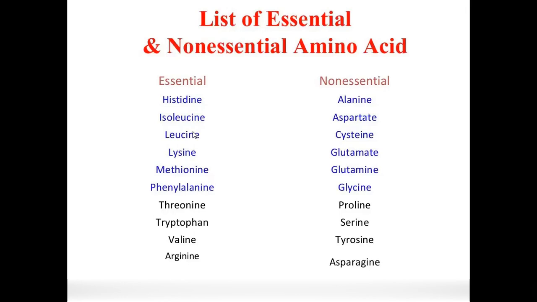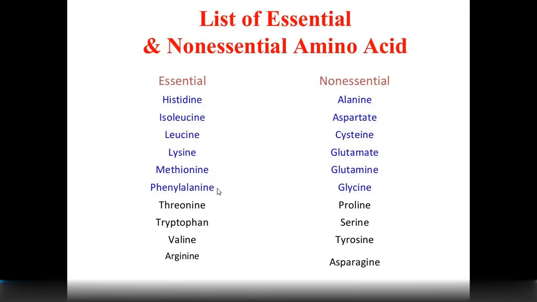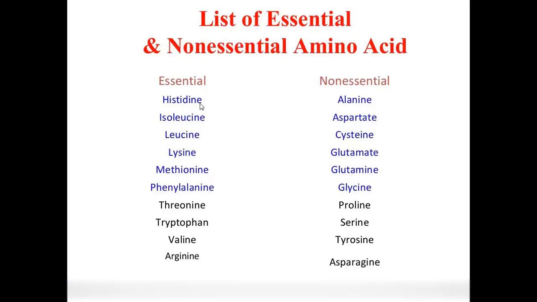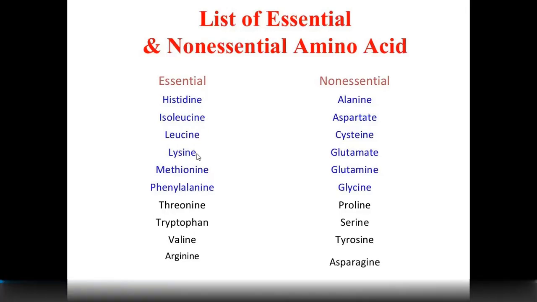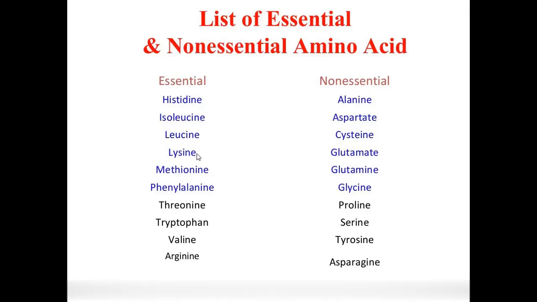Okay, next PHLY. For P, it is phenylalanine. And for H, it is histidine. And for LY, it is lysine. With this, you can remember very easily what the essential amino acids are. Mat will fly.